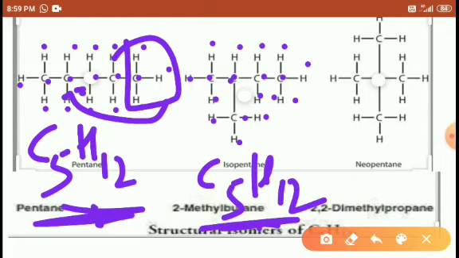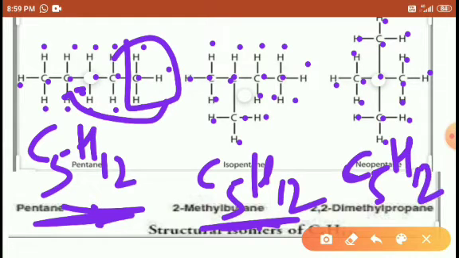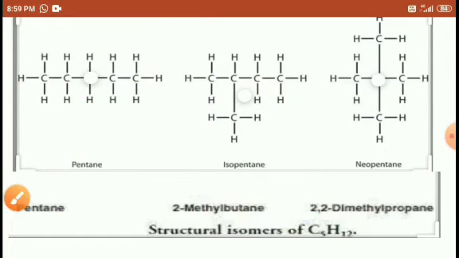One more compound. 1, 2, 3, 4, 5. 5 carbons. Hydrogens: 1, 2, 3, 4, 5, 6, 7, 8, 9, 10, 11, 12. 12 hydrogens. So same molecular formula, different structural formula, right?